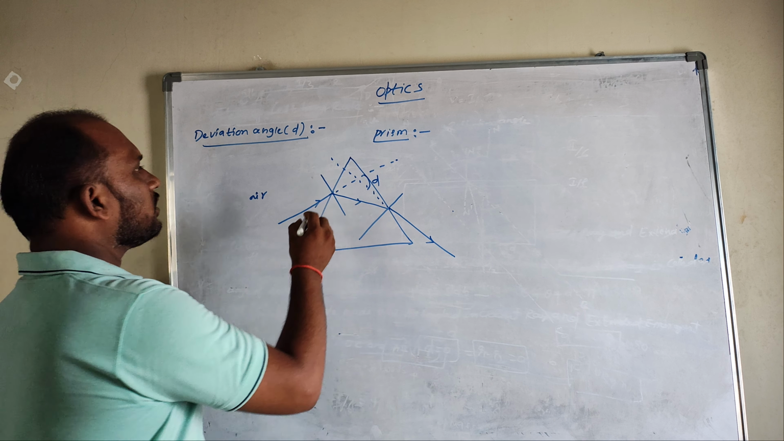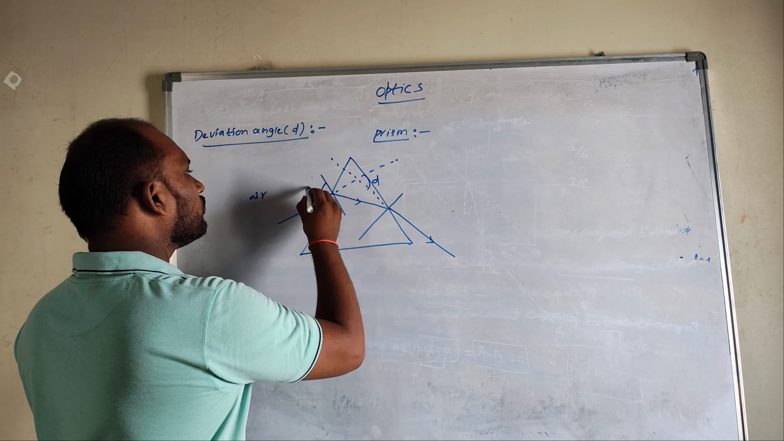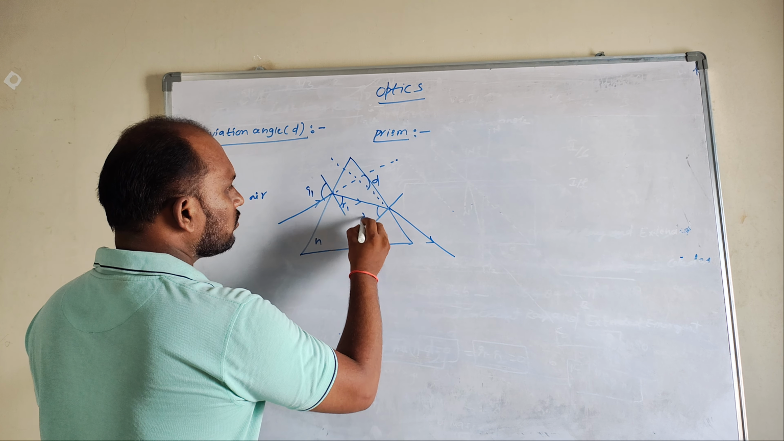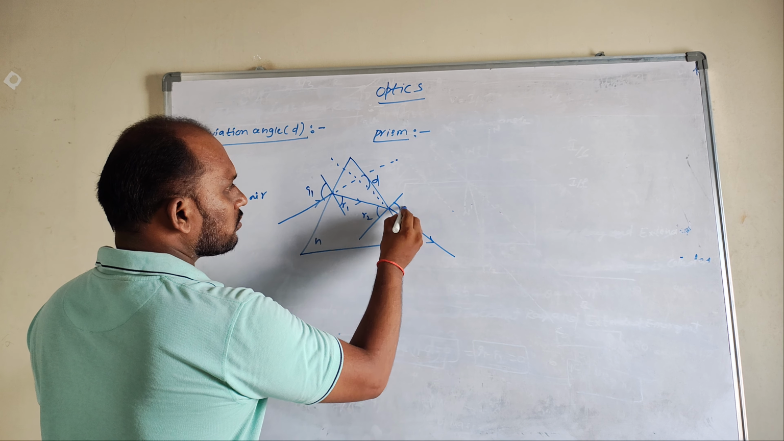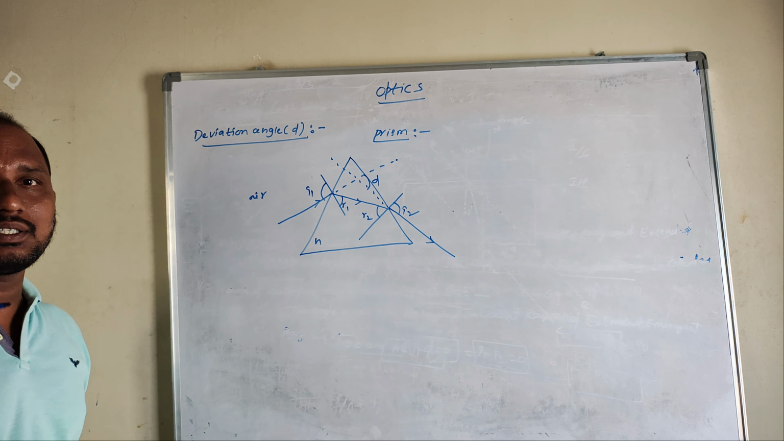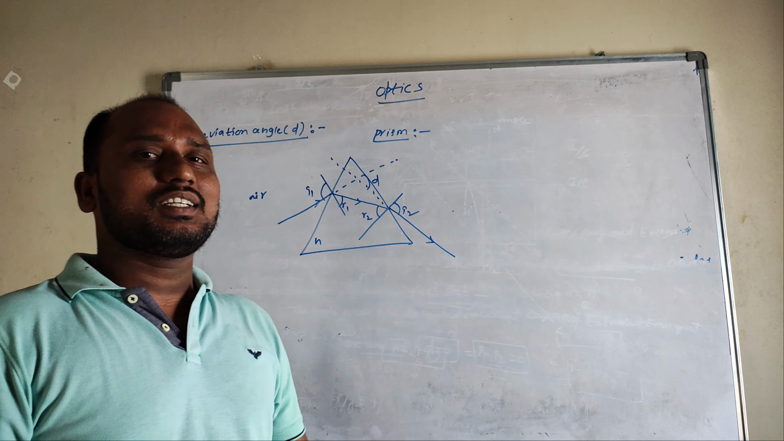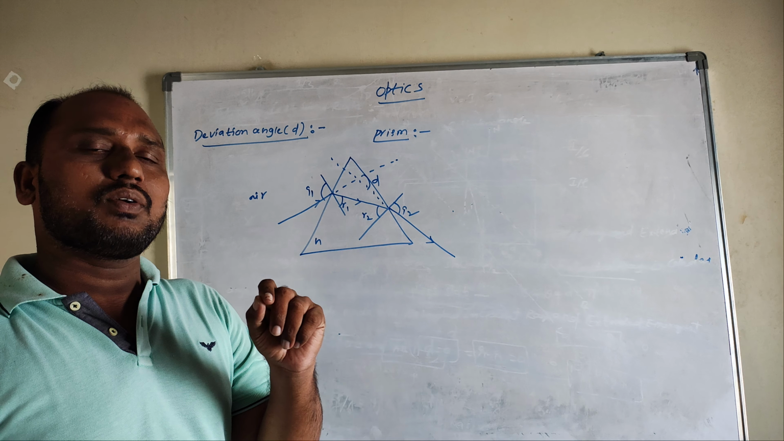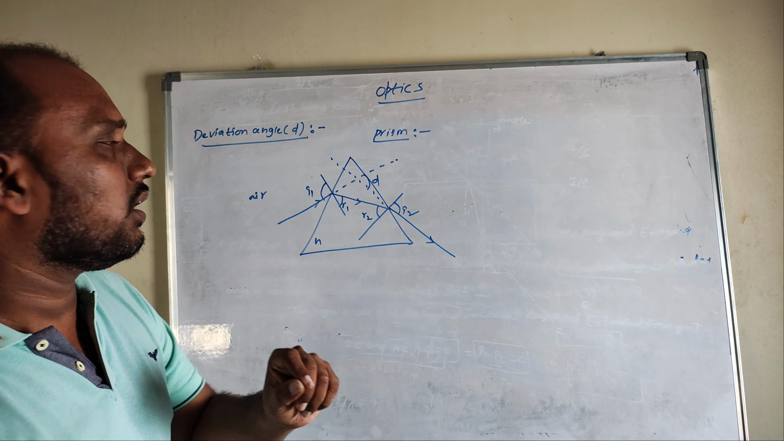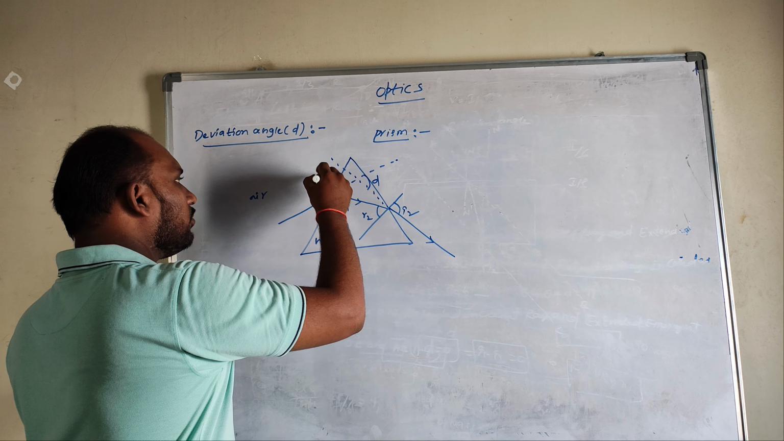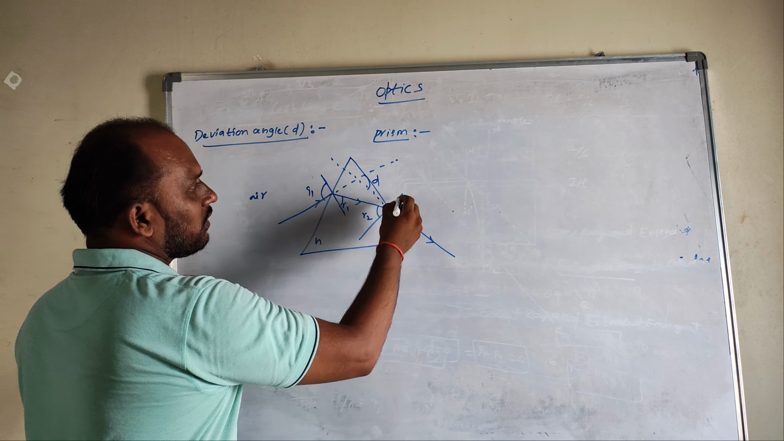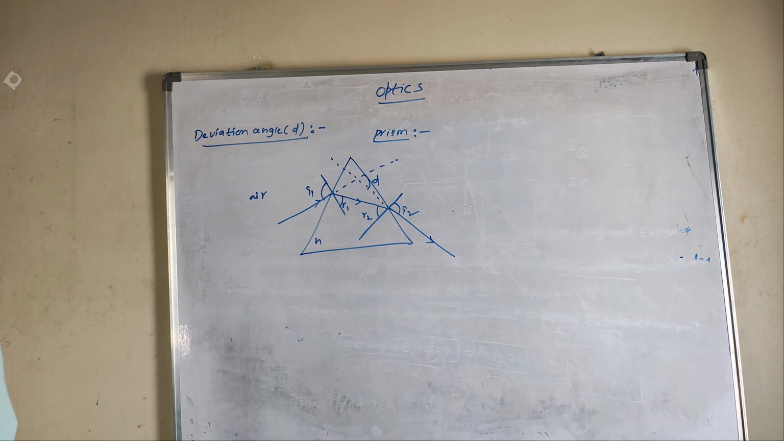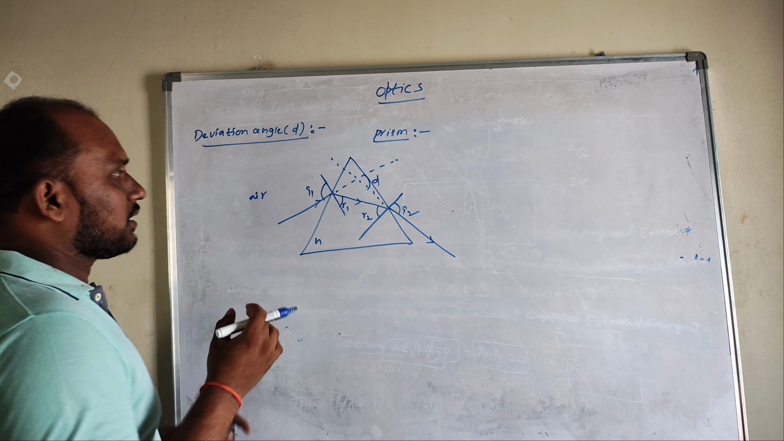So let's see, guys. This is I1, this is R1, this is R2, and this is I2. Always note how the angles are measured. Many people make a mistake here. The angle of incidence or angle of refraction must always be measured with the normal line. I want to measure the angle with the normal line only. Keep in mind, guys, generally people make this mistake.